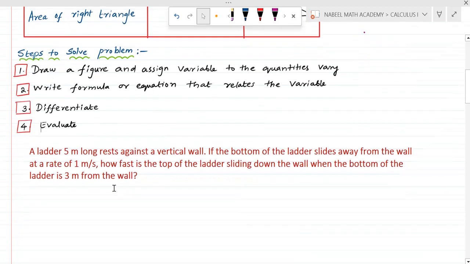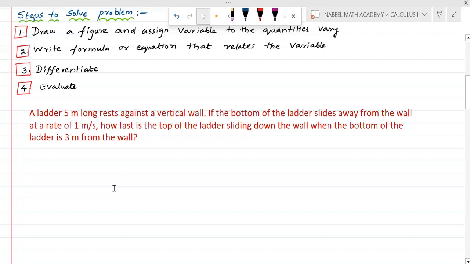Let us start with a simple question first. So this is the first question you have. First read the question carefully. After that you can make a figure. A ladder 5 meters long is resting on the wall. So this is the wall, and this is the ladder, which is resting on the wall.